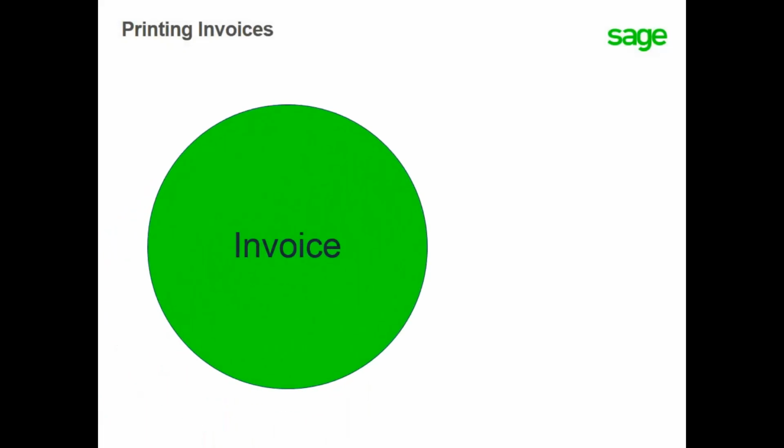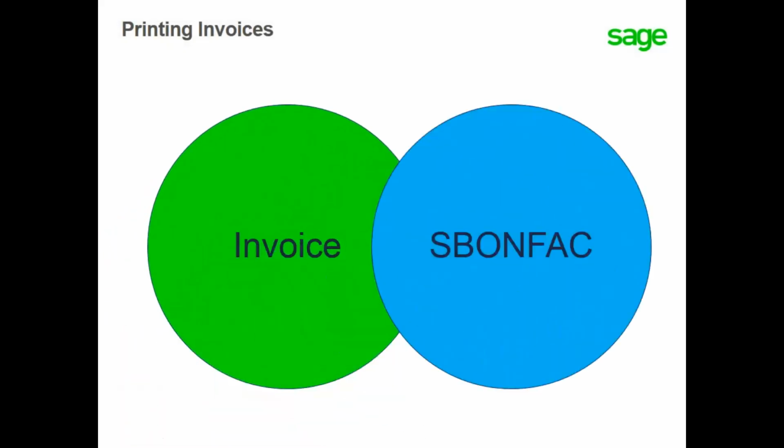In this lesson, you have learned that invoices can be printed from the sales invoice or from the SBON FAC report.